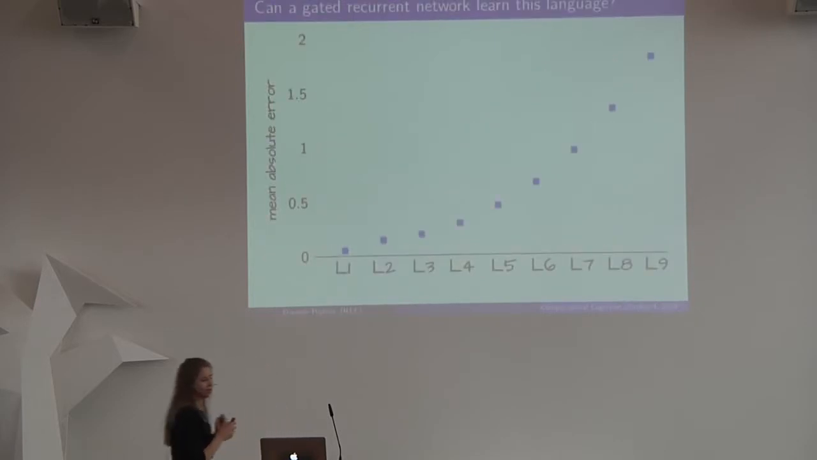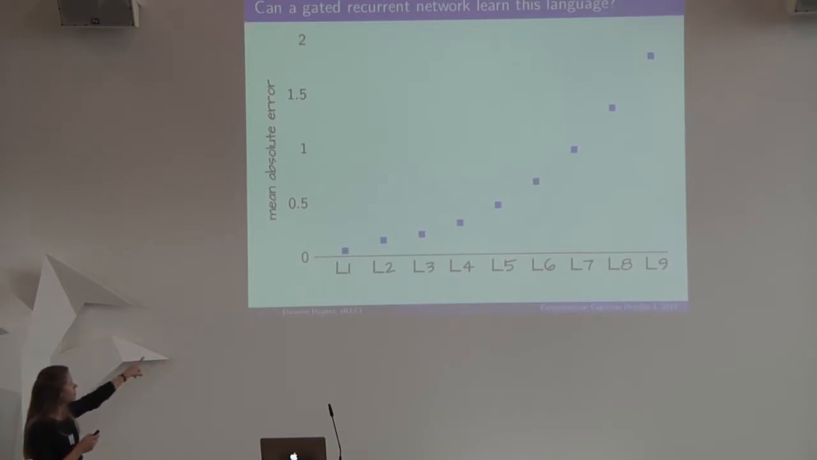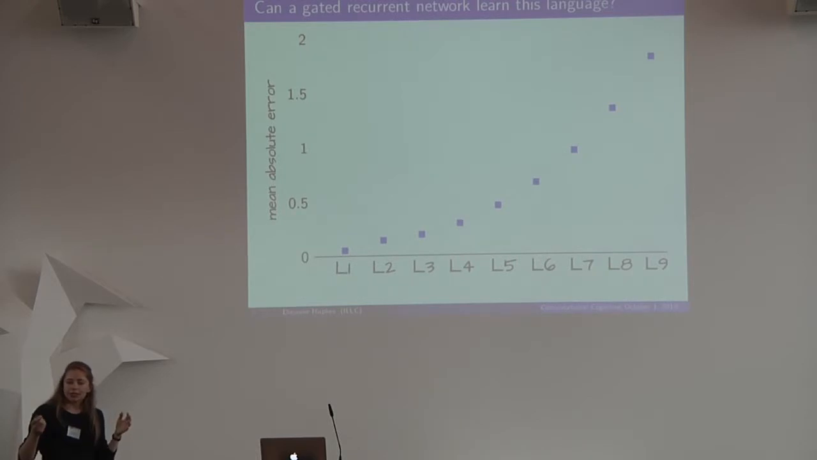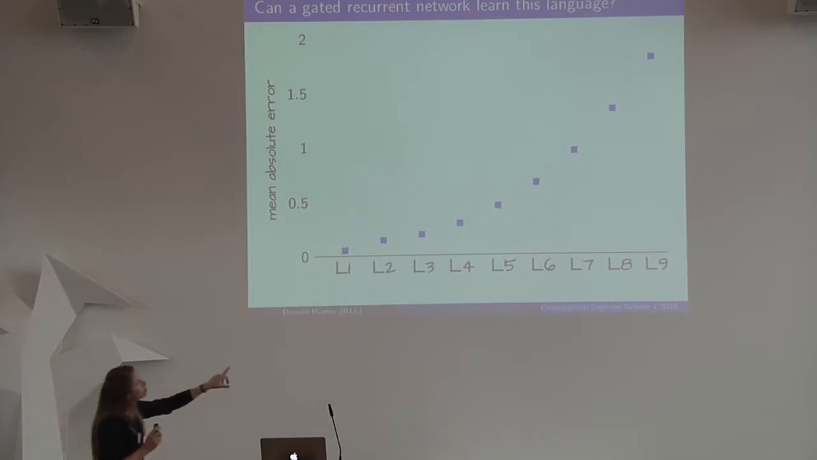First question, can a gated recurrent network learn this language? So here you see these different languages that I was talking about. And when I was first doing this, I was actually quite amazed that this worked at all. So what we have on this axis is the mean absolute error. So a mean absolute error of 2 means that the answer was 6 and the network instead predicted 8 or 4. And L9 is something with 9 numerals, as I said before.